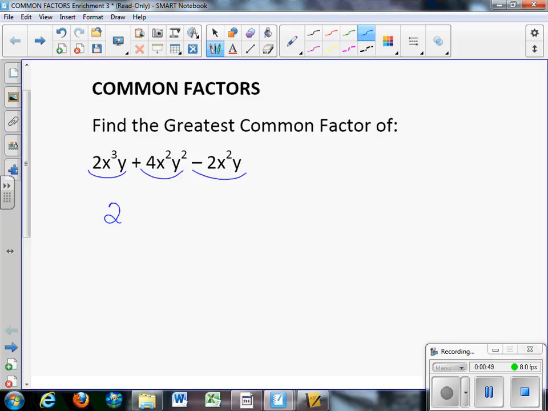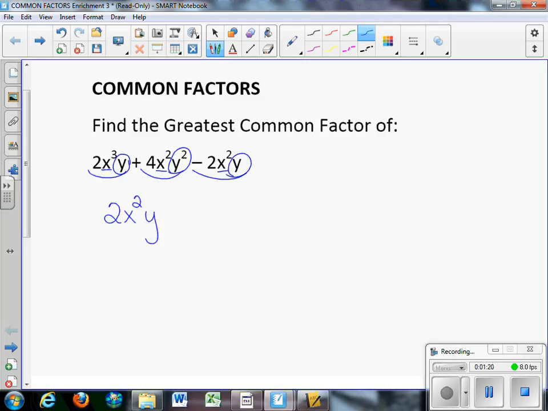Then we have x cubed, x squared, and x squared. So if we look at just the x's first, each one of those terms has at least x times x, or x squared. So that means we can factor an x squared out of each term. Then the last part of the term is the y's. So we have a y, we have a y squared, and we have a y. So in each term, we have at least a y, so we would be able to factor out a y.